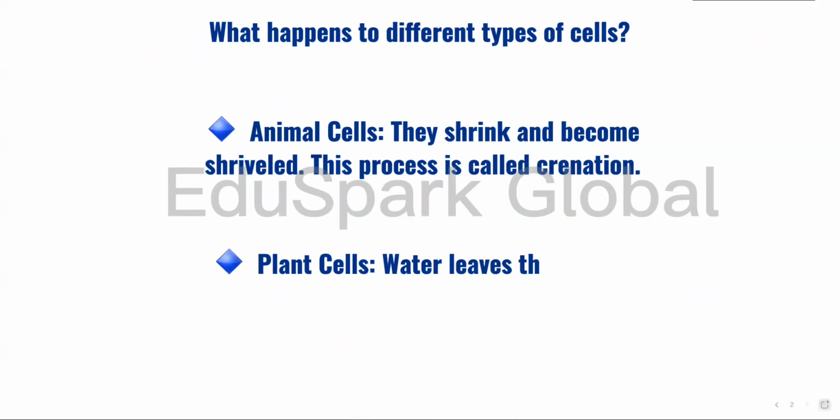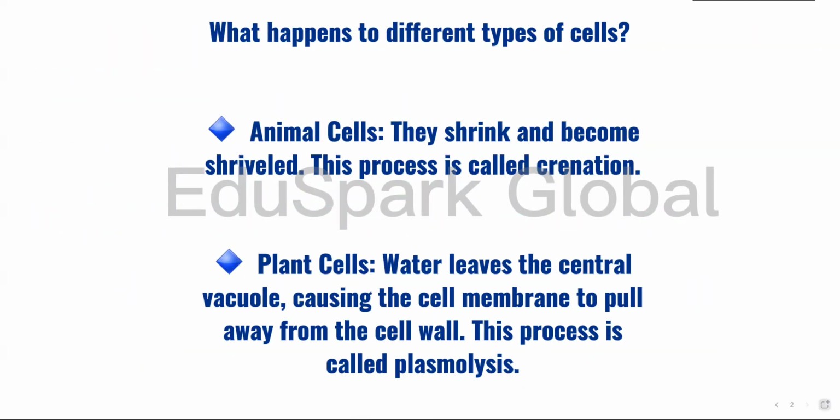What happens to different types of cells? For animal cells, they shrink and become shriveled. This process is called crenation. In plant cells, water leaves the central vacuole, causing the cell membrane to pull away from the cell wall, and this process is called plasmolysis.